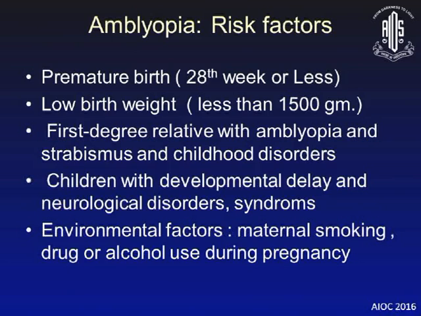It's important also to know the risk factors for amblyopia, which usually include premature birth, with a gestational age of 28 weeks or less, and low birth weight of less than 1,500 grams, a first degree relative with a history of amblyopia or strabismus, children with developmental delay or any other syndromes or neurological defects or disorders, and the presence of environmental factors. Maternal smoking is one of the factors that can cause amblyopia, and also the use of drugs or alcohol during pregnancy.